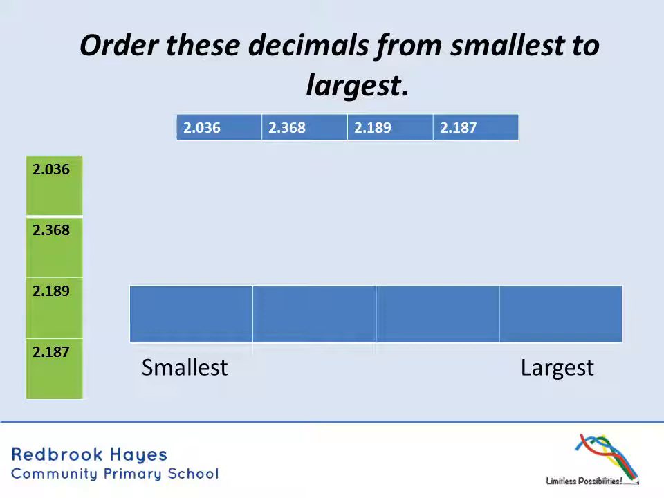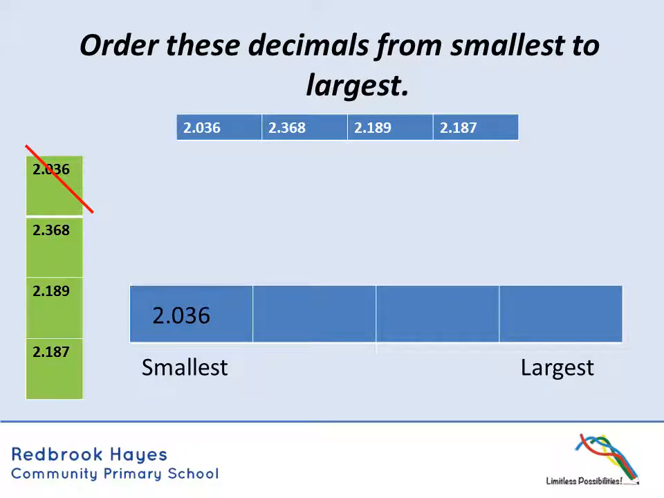So we're going to have to go into the tenths column. That's the first place after the decimal point, and I can see that I've got a 0, a 3, a 1 and another 1. So in terms of my smallest number, it's got to be that 0 in our tenths column. So the first number to put in would be that top one, 2.036, and again, make sure you cross them out so you know which ones you've done and which ones you haven't.